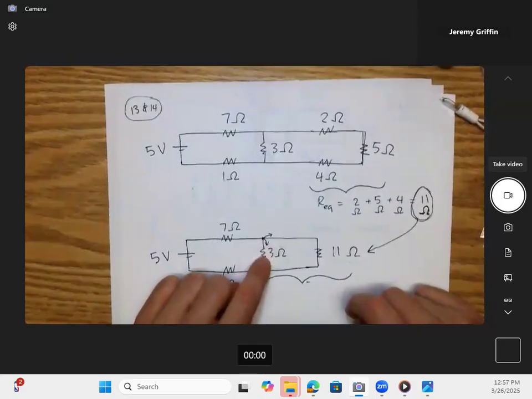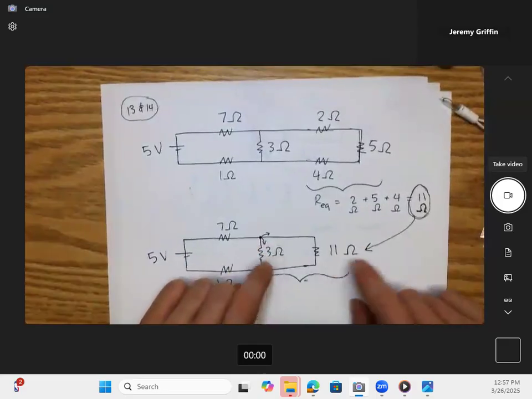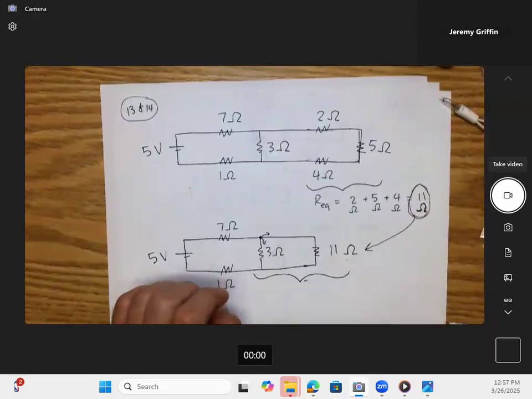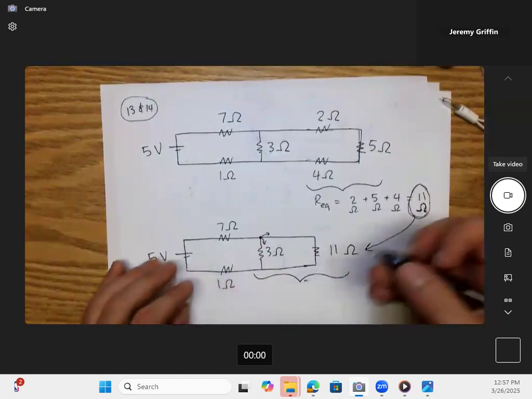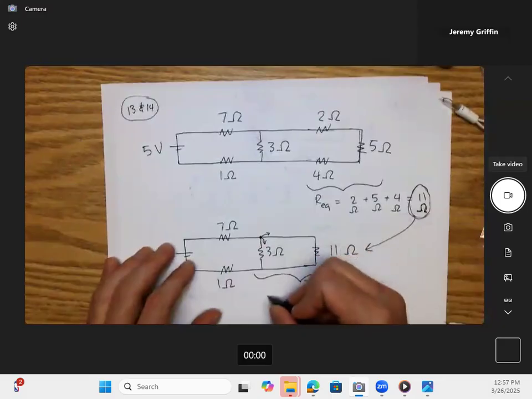If this was 3 hours for this guy and 11 hours for this guy, a two-man team, how long do you think it would take them to do the job together? Yeah, probably 2 hours and change, maybe, because this guy's super slow. Okay. So let's see how that works for resistors.